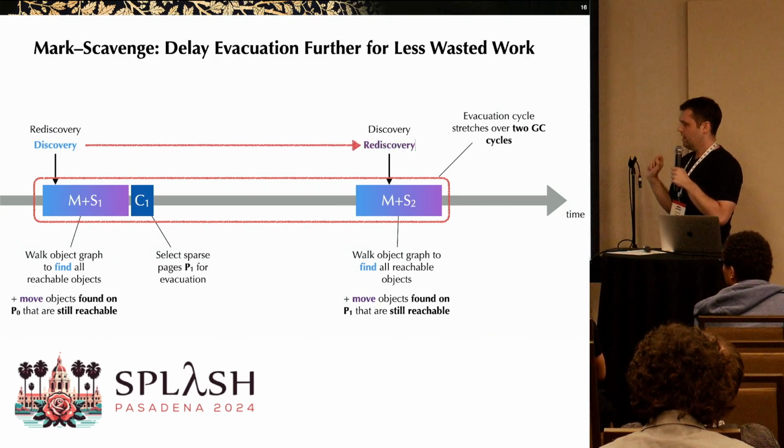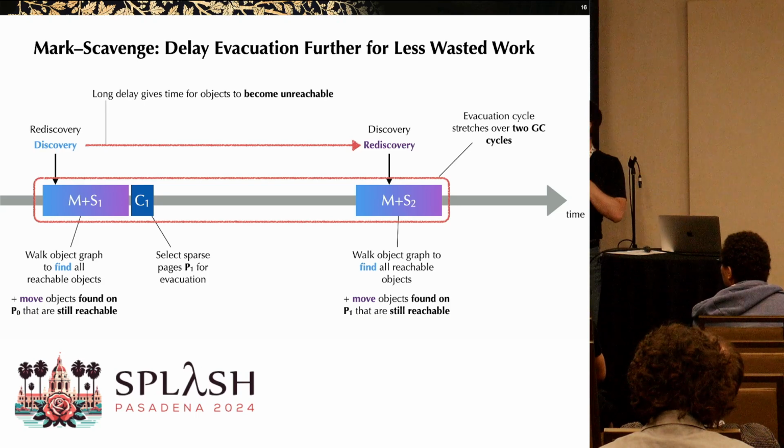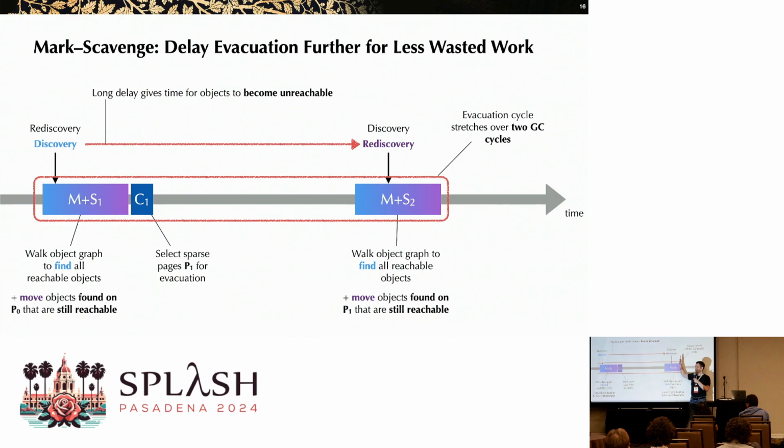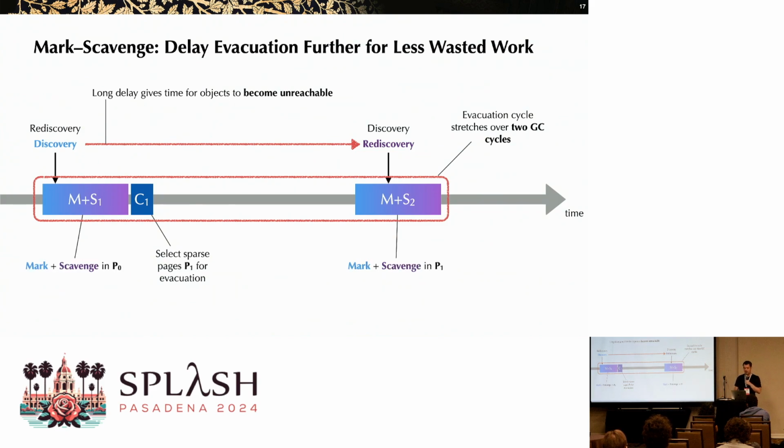And another thing is that the P1 set that we determine in C1 is further refined, not only by selecting sparsely populated regions, but we are giving objects time to become unreachable. So when we come here, if we're really lucky, which we are most of the time, we don't have to do anything. And in a sense, we are also rediscovering whatever we discovered in the previous phase. So what is really going on in this cycle is that we are doing mark and then scavenging for whatever is conditionally set in P1.